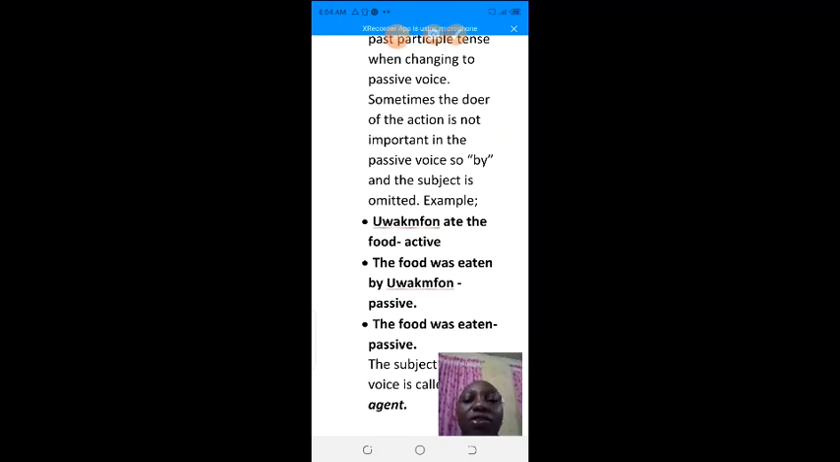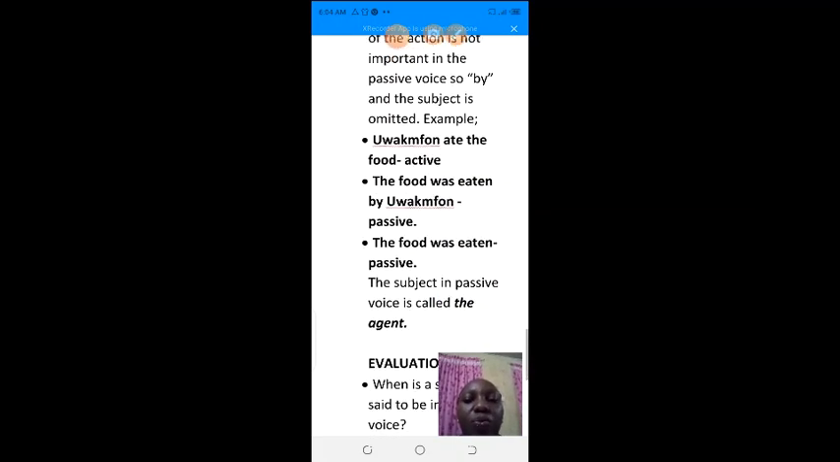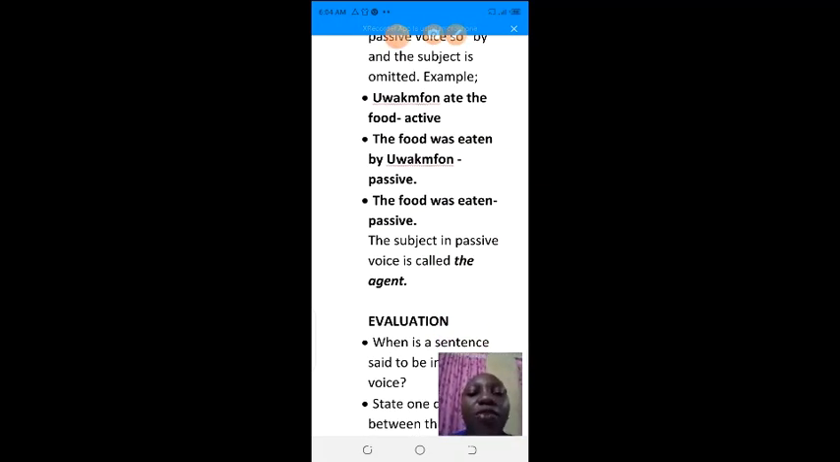Sometimes the doer of the action is not important in the passive voice, so "by" and the subject are omitted. Example: "One phone ate the food" in the active voice, changing to passive. The action verb "ate" is in the past in the active voice. We are changing it to the passive. It has to change to the past participle, which is "eaten". The food was eaten by one phone.